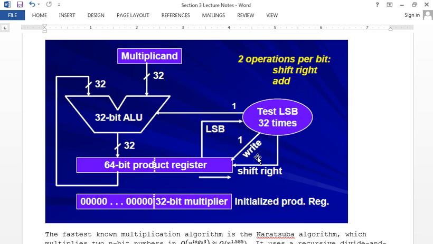So we're going to be doing the same thing in the signed multiplication at the physical level. Here the point is we're testing for the least significant bit 32 times. That becomes an important part. If it's 1, we add. If it's 0, we do nothing, because 0 times anything is 0.